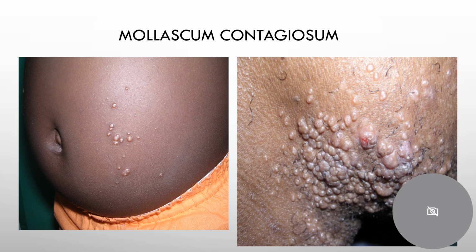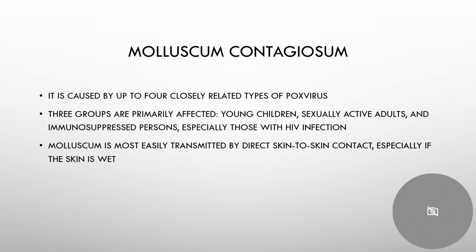Lastly, we'll discuss a very common infection, which is called molluscum contagiosum. Molluscum contagiosum is caused by the pox virus. It's common in young children, adults who are sexually active, and people who are immunosuppressed, especially those who have HIV. Molluscum contagiosum is transmitted by direct skin-to-skin contact, especially if the lesion has been broken and if the skin is wet.